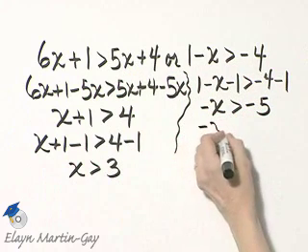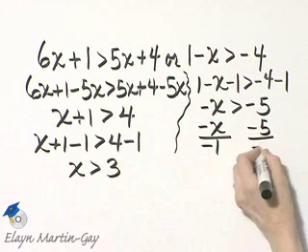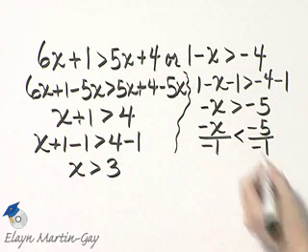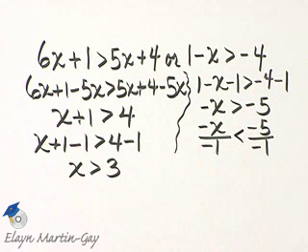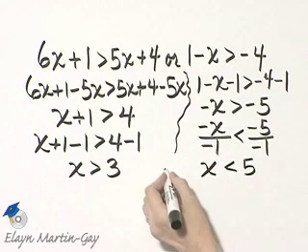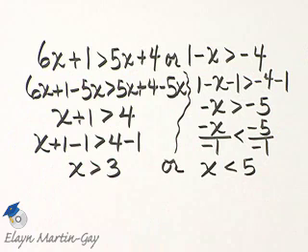We will take the left side and divide by negative 1, and the right side and divide by negative 1. Because we're dividing by a negative number, we reverse the direction of our inequality symbol. And we have x less than 5. Don't forget this is or. Write this down. We're about to go to our number lines.